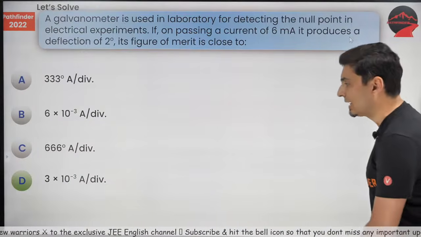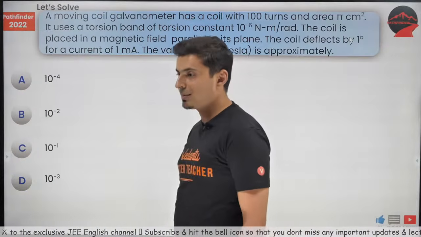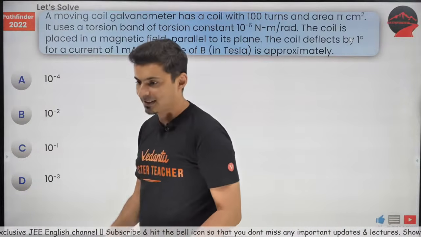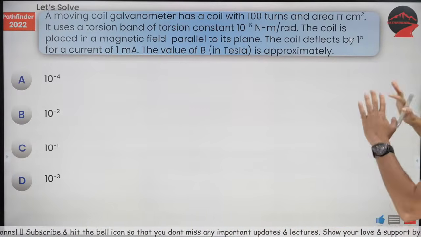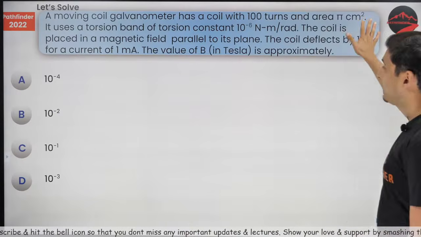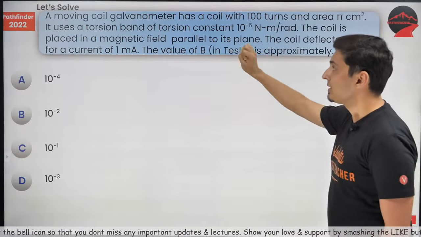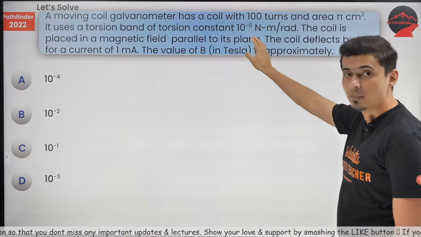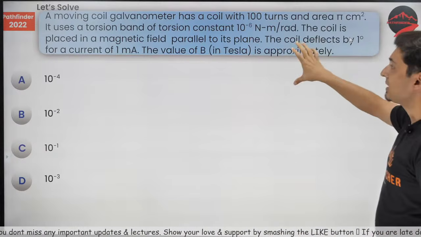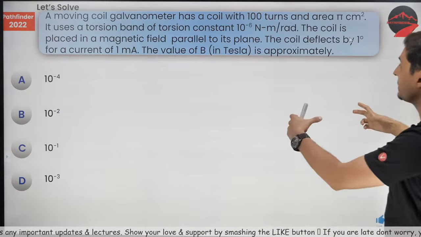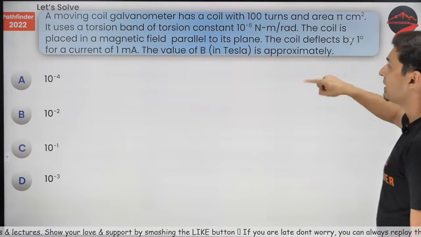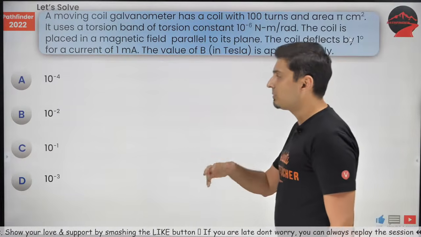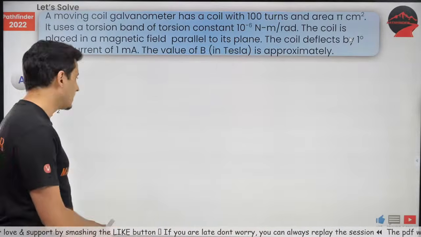Okay, perfecto. Moving on to the next question coming up on your screen. Here it is. A moving coil galvanometer has a coil with 100 turns, area of pi centimeter square. There is a torsional spring constant 10 to the power minus 6. The coil is placed in a magnetic field parallel to its plane. When the coil deflects by 1 degree for a current of 1 milliampere, what is the magnetic field approximately equal to? Let's try to figure this out.